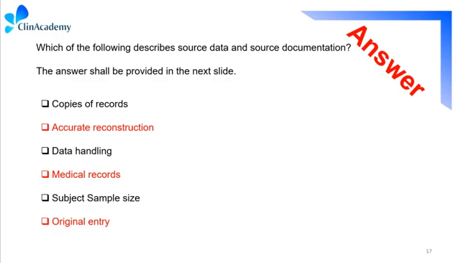The answer is accurate reconstruction, because it will allow you to provide an audit trail of how the clinical trial was conducted in the sequence of the procedures. Medical records are normally used to capture source data. Original entry, the first entry, is our source data.